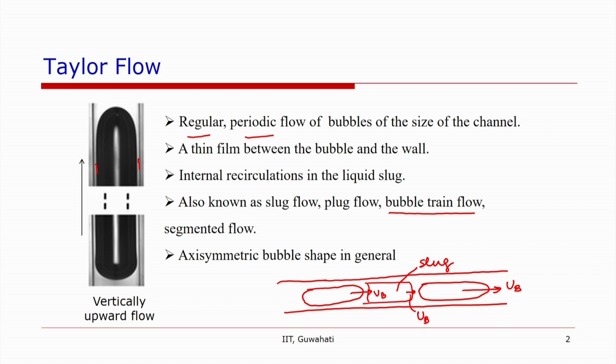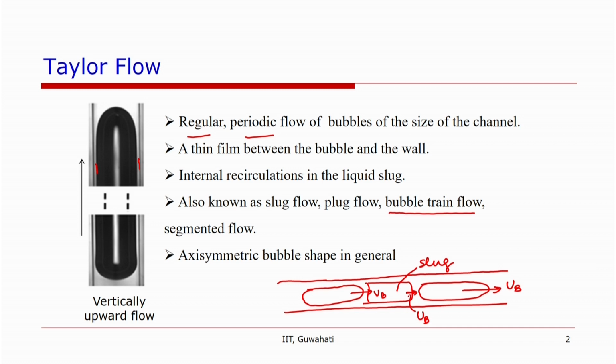because if they do not, then eventually the two consecutive bubbles will come close and eventually coalesce, or the distance between them will keep increasing, which does not happen, and if that happens, then the flow is not periodic. So, the slug velocity is equal to the velocity of the bubbles. In microchannels, where the gravity effect is not dominant, the bubble shape is generally axisymmetric.